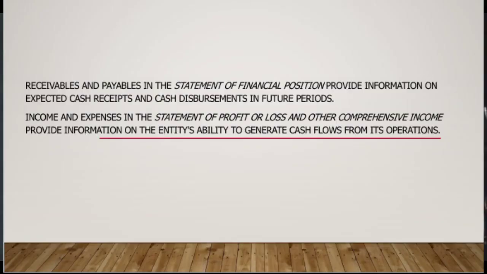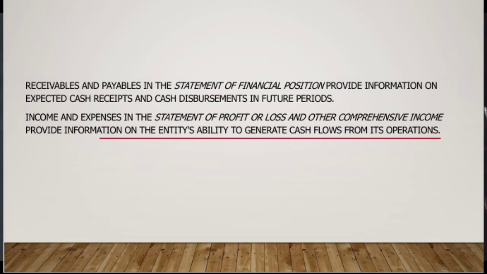Receivables and payables. The statement of financial position provides information on expected cash receipts and cash disbursements in the future period. Accounts receivable and accounts payable are essentially opposites. Accounts payable is the money owed to its vendors, while accounts receivable is the money that is owed to the company, typically by customers. Income and expenses in the statement of profit or loss and other comprehensive income provide information on the entity's ability to generate cash flows from its operations.